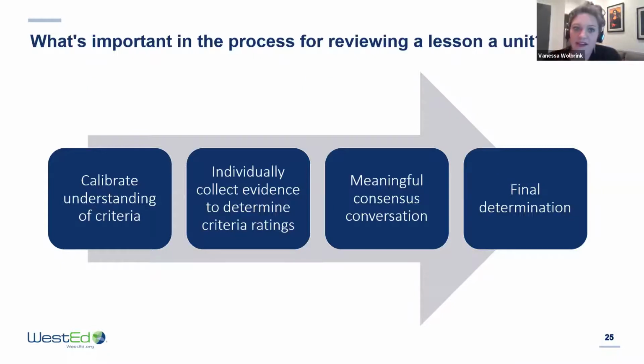It also makes sure that you have a common understanding of these criteria and what features you're looking for as a team. So the first part of the process we always recommend is calibrating understanding of criteria, which is no easy task. But this might involve looking at a common example lesson first and making sure you all have the same interpretation, maybe doing some shared learning together.